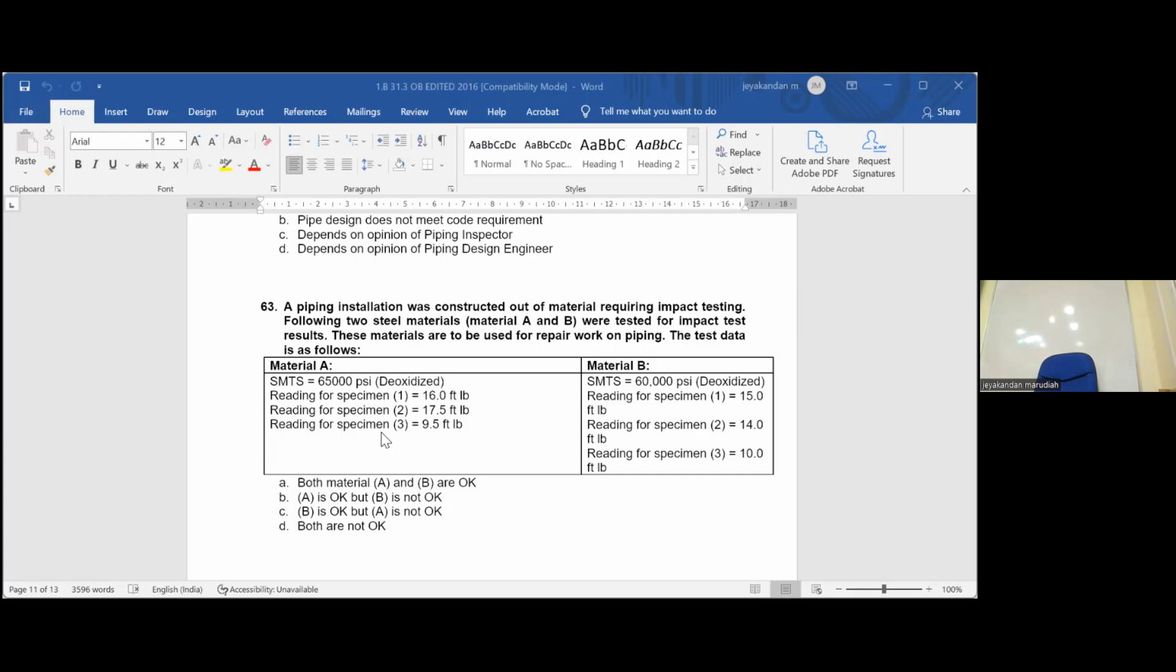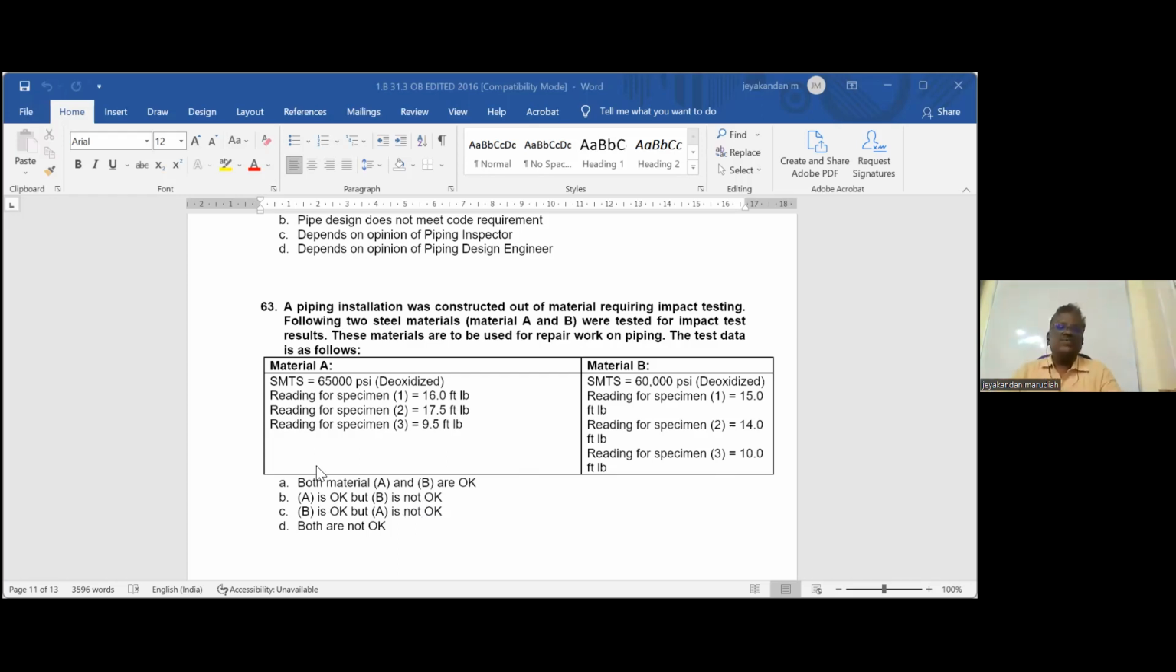What is the answer? C. So A is not okay because one reading is 9.5. B is okay because it is exactly 10 only. So the answer is C. B is okay, A is not okay. This is the way you have to answer.